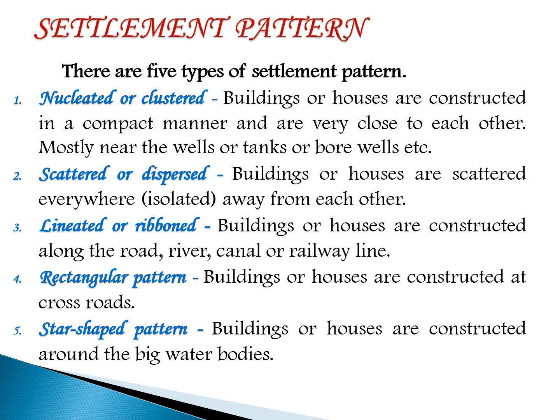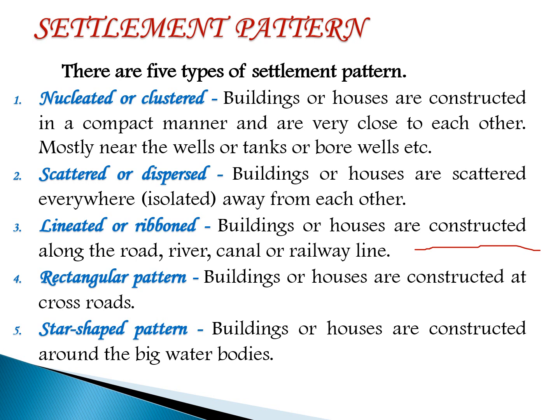Then at some places you will find lineated or ribboned. The buildings or houses are constructed along the road, river, canal in a straight line. Along the line, then it is called lineated or ribboned. Then on some maps you will find rectangular pattern, where buildings or houses are constructed at the crossroads, so they represent the rectangular pattern.